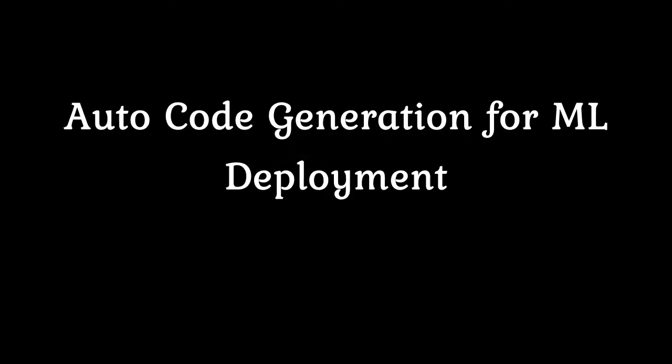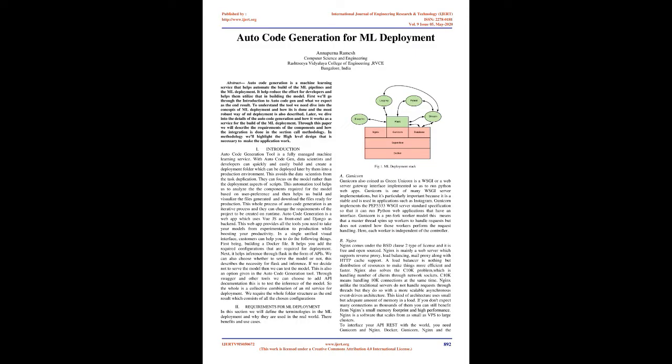Auto code generation for ML deployment. Abstract: Auto code generation is a machine learning service that helps automate the build of the ML pipelines and the ML deployment. It helps reduce the effort for developers and helps them utilize that in building the model.